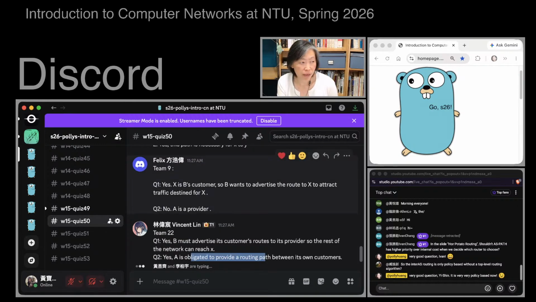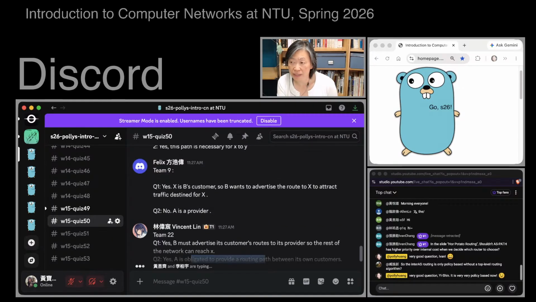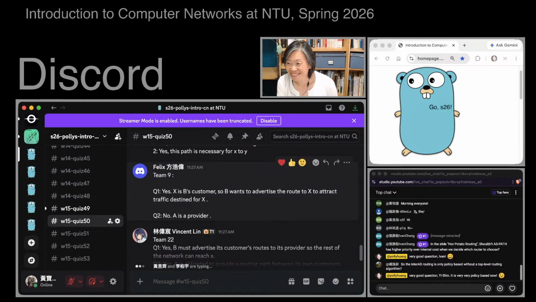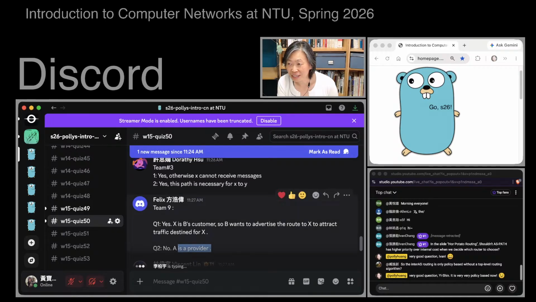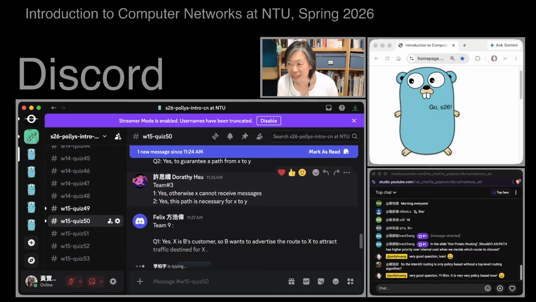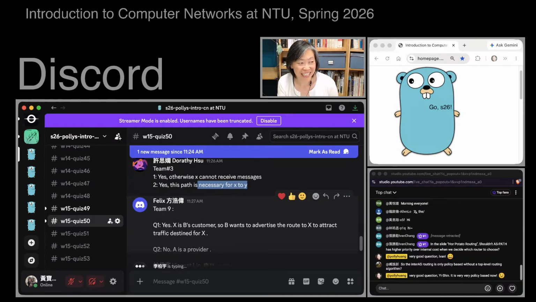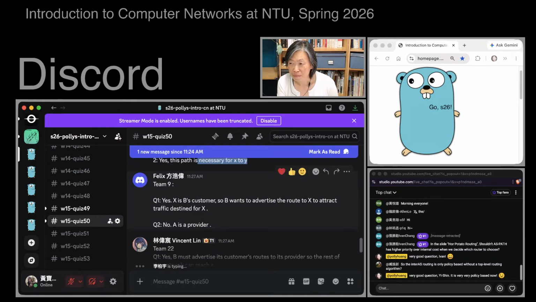Yeah, B could be A's customer. So I see Felix says A is a provider. It's not necessary. Yeah, as we can see in the global topology, A should be sending ABX to C. But Felix is also right. Team 9 is also correct. There's nothing wrong with this, right?